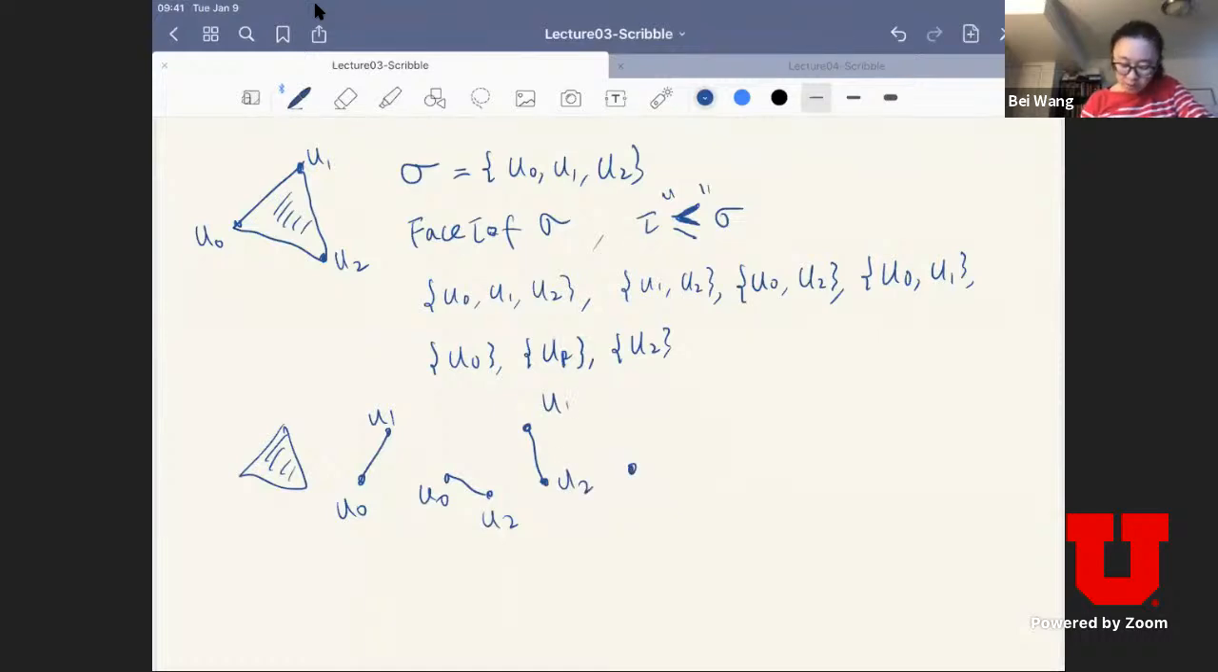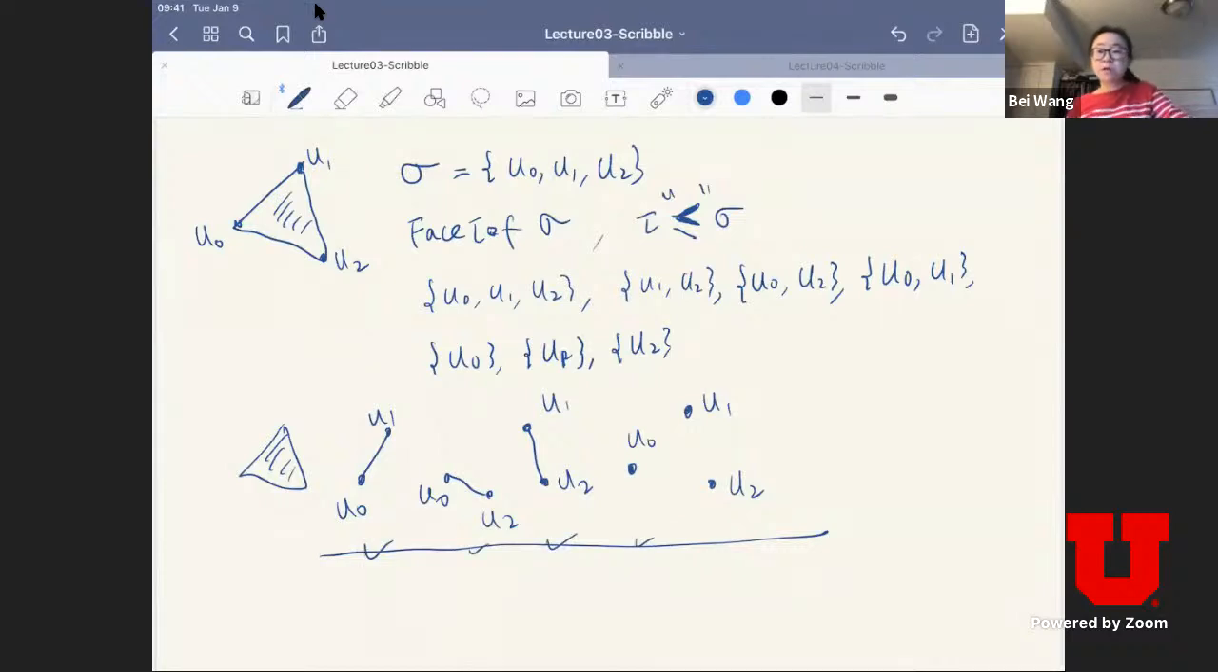And also the individual vertices. Those are all faces of the triangle. All right. And then anything that is not the triangle itself, among all those faces, the ones I put here, all the vertices and edges, are what's considered a proper face because they are strictly smaller than sigma itself. All right.